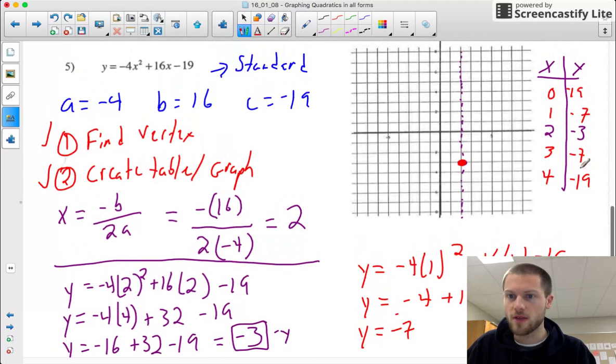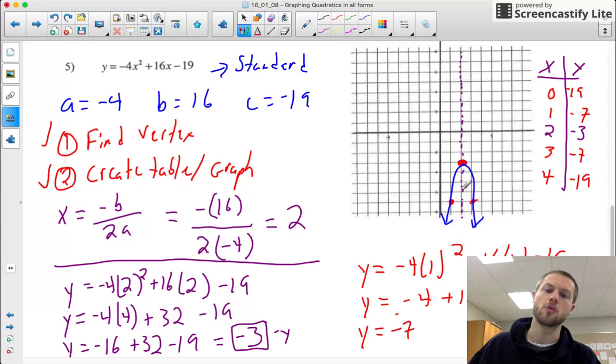I'm not going to fit these negative 19s. That's okay. Let's fit whatever we can. So I've got 1, negative 7, and then I've got 3, negative 7. And let's sketch this smooth curve here. It's going to look something like this. And just as we predicted, the axis of symmetry goes right through that vertex.